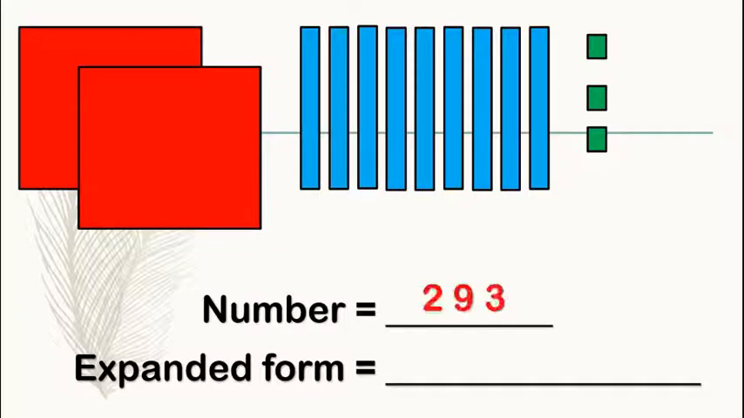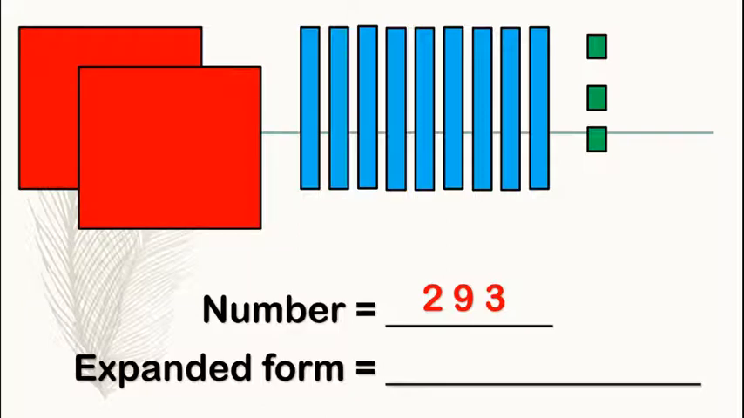Very good. That is 293. Can you tell me what is the expanded form of 293? When you say expanded form, it is the writing of numbers to specify the value of each place value or place digits.